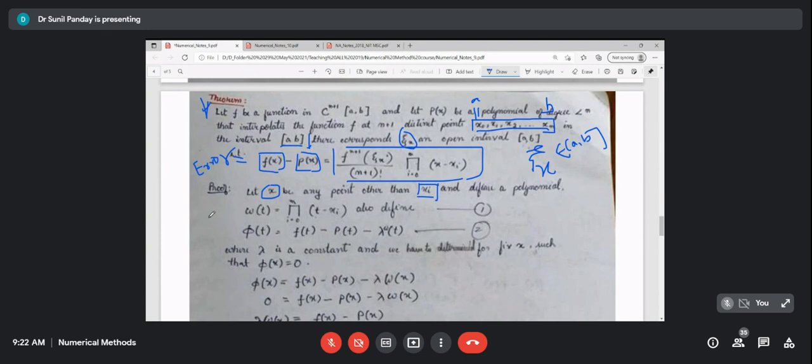And then we define a polynomial like this: W(t) is a polynomial in t, and this is a product notation.